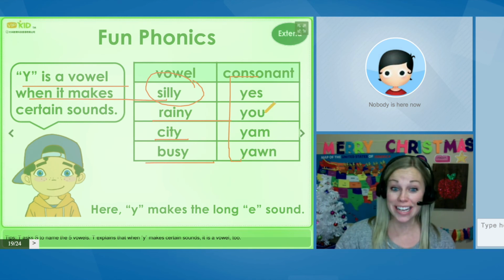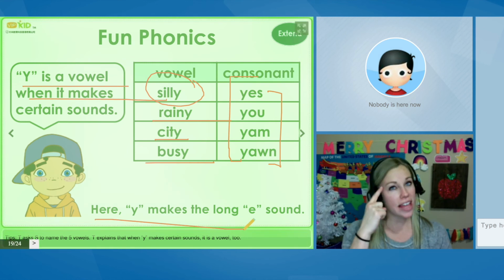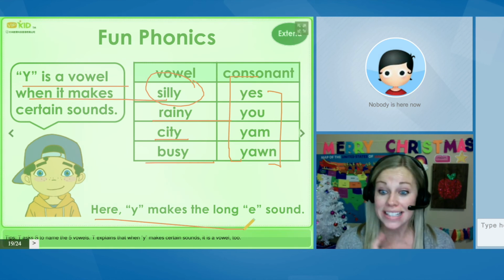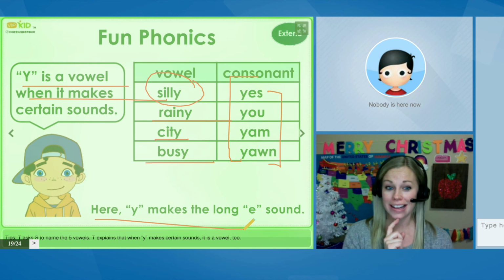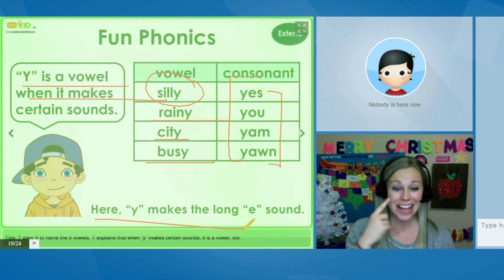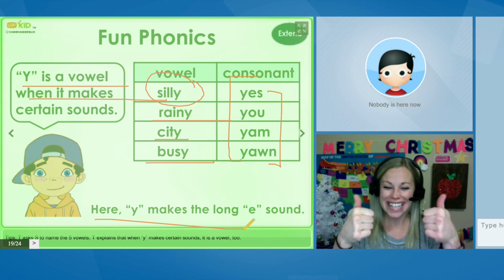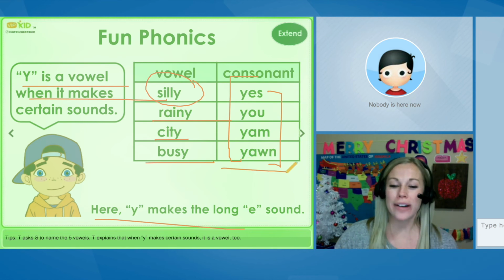Can you read? They read this. For an extension, I could ask, can you think of a word where Y says E? Happy? Crazy? Yes. What about a consonant?